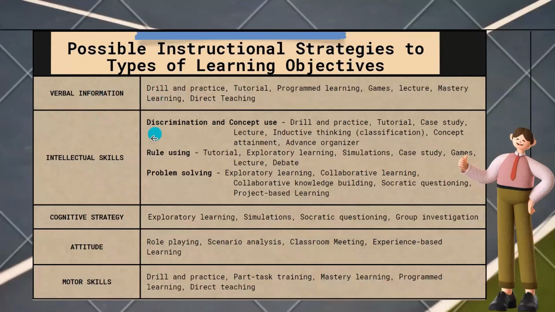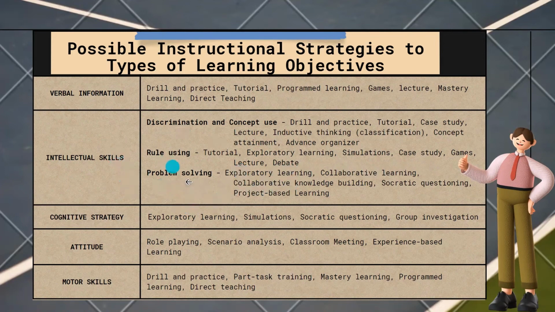Next is the summary. Here are the possible instructional strategies for two types of learning objectives. First, we have verbal information. The possible instructional strategies are drill and practice, tutorial, programmed learning, games, lecture, mastery learning, and also direct teaching. Under intellectual skills, for discrimination and concept use, we have drill and practice, tutorial, case study, lecture, inductive thinking, under classification, concept attainment, and advanced organizers. And then rule using includes tutorial, exploratory learning, simulations, case study, games, lecture, and also debate.